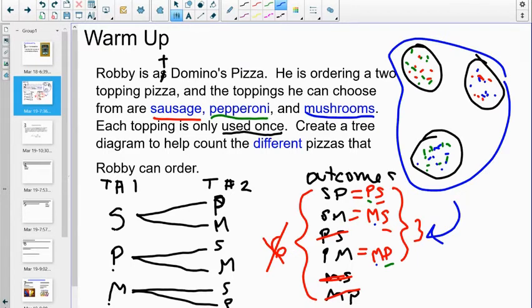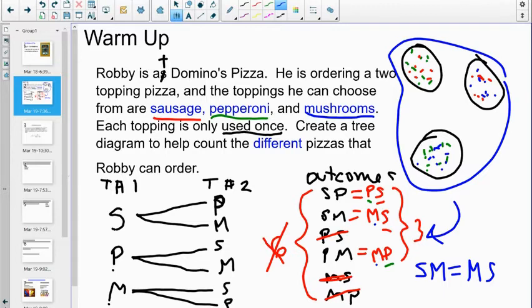In today's lesson, we're going to be getting into the whole concept of why sausage mushroom is the same exact thing as mushroom sausage. They are the same. Versus if it was a permutation, when order does matter, it would be different. Today we'll be learning how to differentiate between a combination and a permutation.